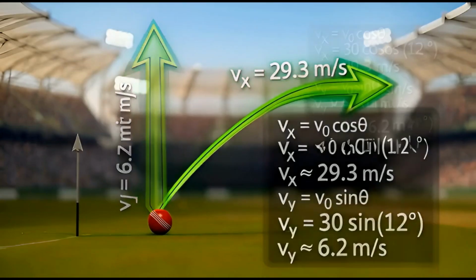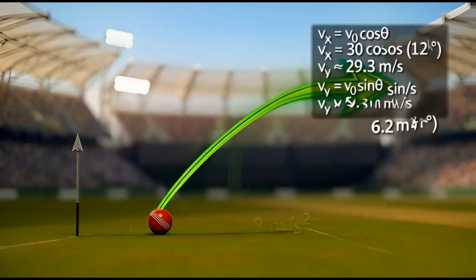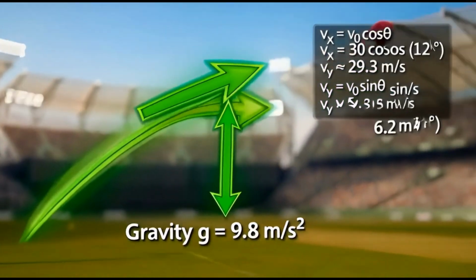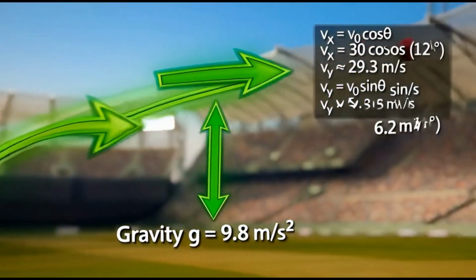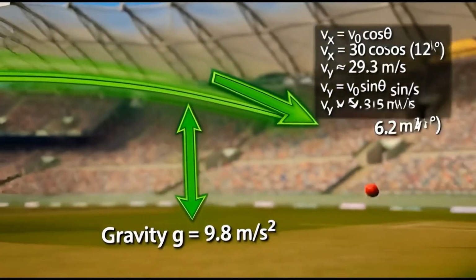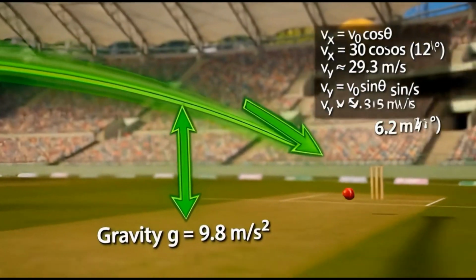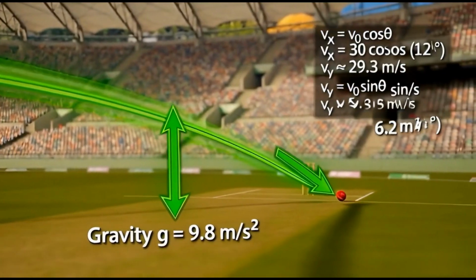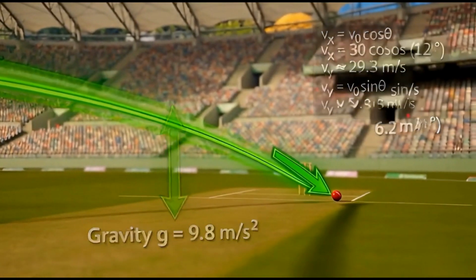Once released, the cricket ball becomes a projectile. The only significant force acting on the ball is gravity, which constantly pulls it downward. While the horizontal velocity remains nearly constant, the vertical velocity gradually decreases due to gravitational acceleration. As a result, the ball follows a smooth parabolic trajectory toward the batsman.